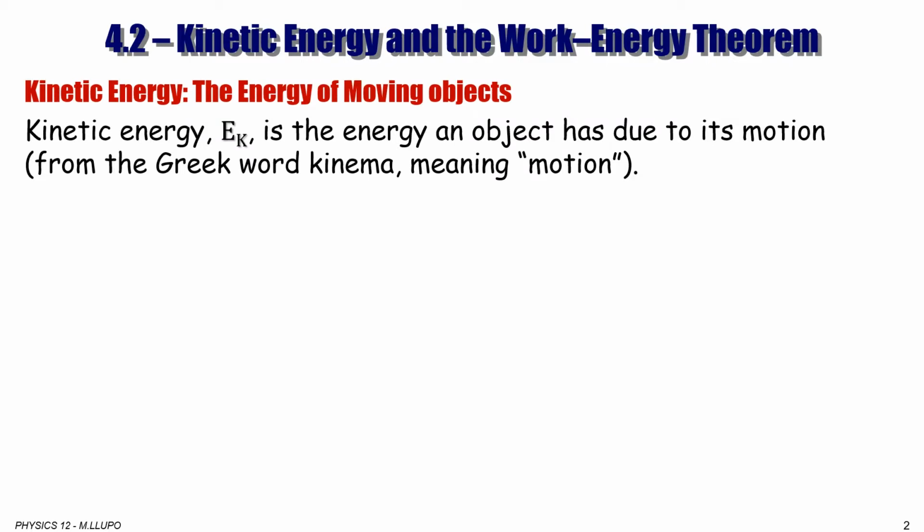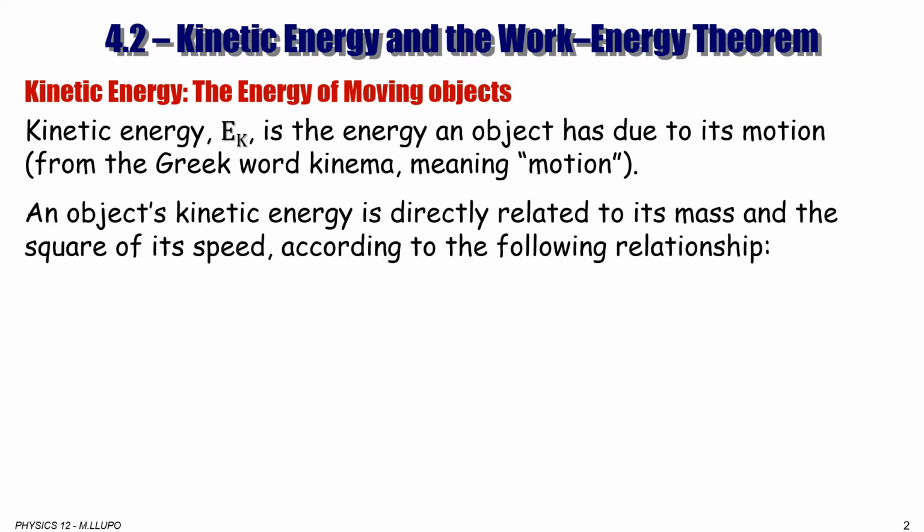We're going to start with one type of mechanical energy, which is kinetic energy, the energy of moving objects. Kinetic energy, with the symbol EK, is the energy an object has due to its motion, from the Greek word kinema, meaning motion. So an object's kinetic energy is directly proportional to its mass, and directly proportional to the square of its speed. Here is the formula: EK is half of mv squared.